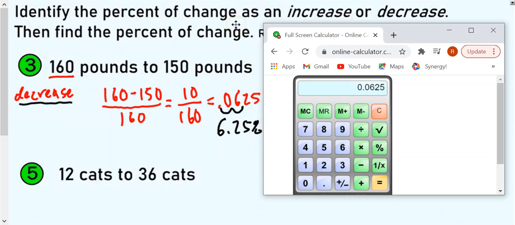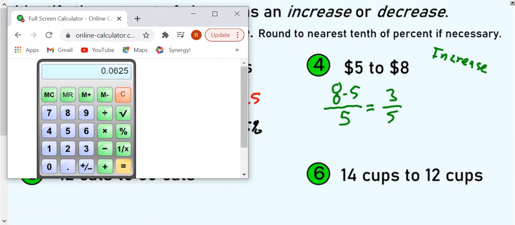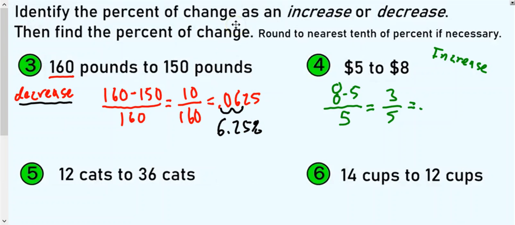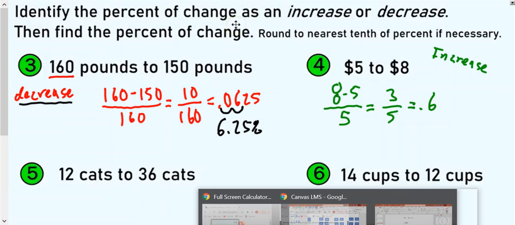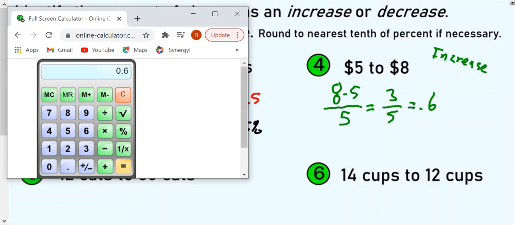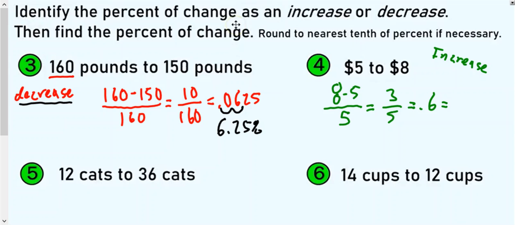Bring back our calculator. And 3 divided by 5 is equal to 0.6, so we get 0.6. Okay, now we can multiply that by 100 to get our percent, so times 100, and we get 60%. And it was an increase, so we have a 60% increase for number 4.